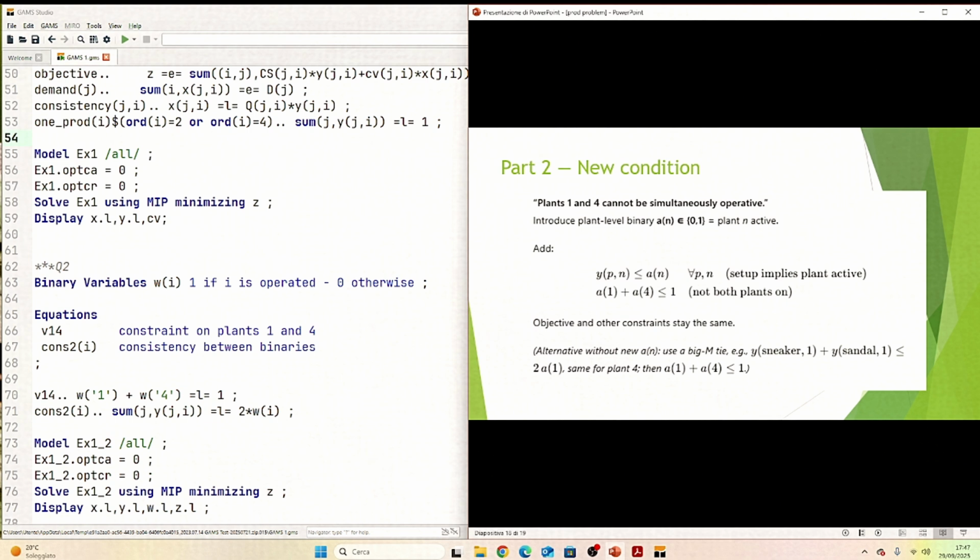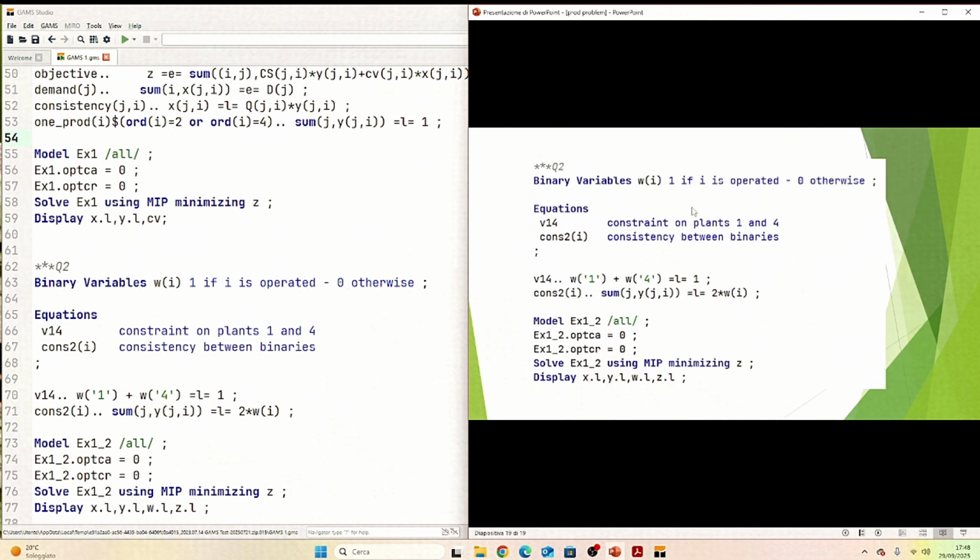In GAMS, we have the binary variables, the equations with the constraints on plants 1 and 4, and the consistency between the binaries. Here are the conditions, and here is the total that must not be over the total capacity multiplied by 2. And that is exactly the model finished with part 1 and part 2.